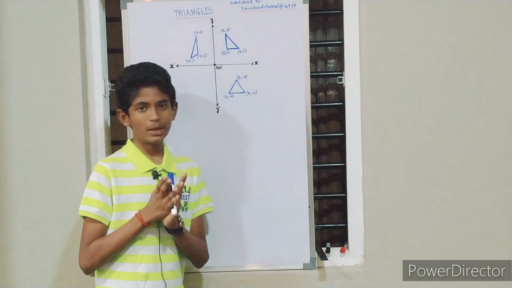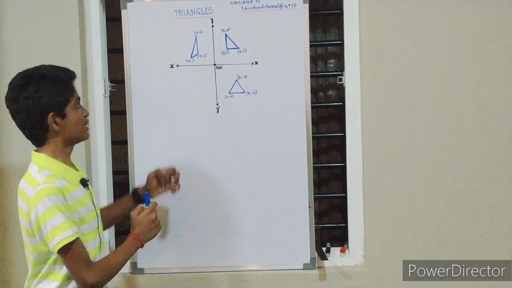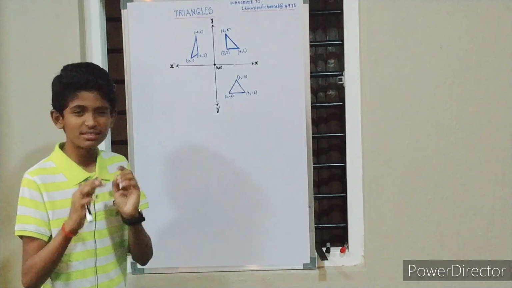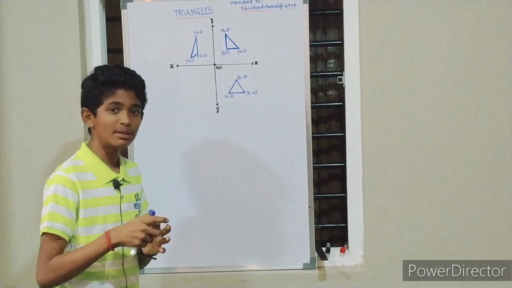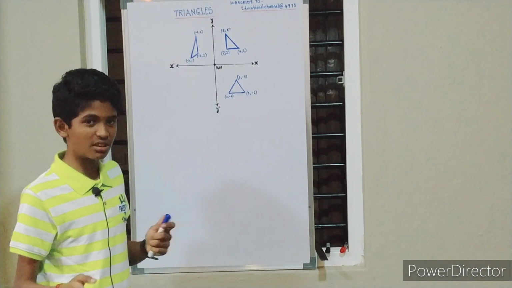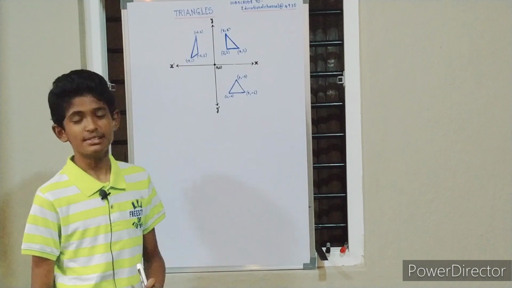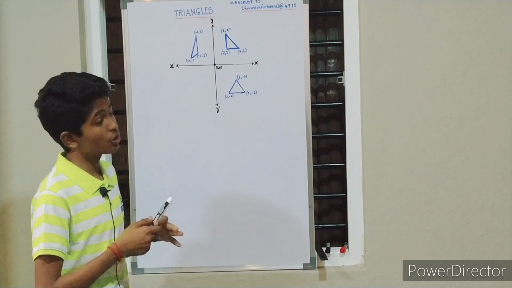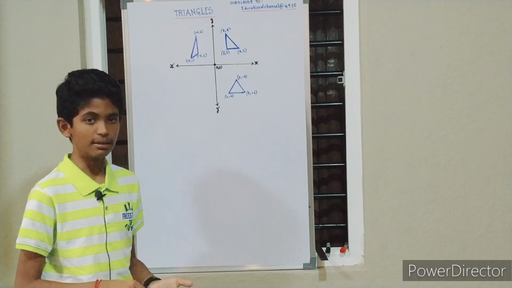So today we are going to be on the same topic, coordinate geometry, but this is a new thing, triangles. This is not the concept you are thinking about. It's not about classification of triangles based on angles or sides. It's about finding the areas of triangles by using the coordinates of all three vertices of a triangle.